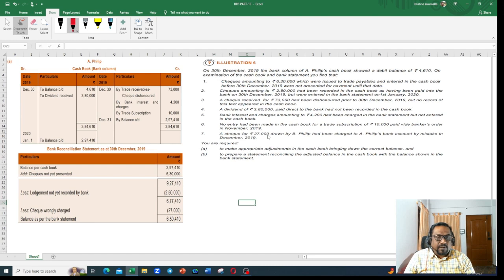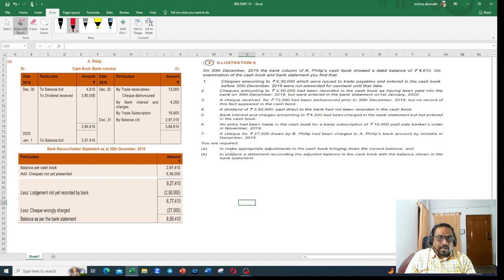Next, a check for 27,000 drawn by B. Philip, B. Philip issued the check, had been charged to A. Philip. We are preparing the bank reconciliation in the books of A. Philip, right? That is what we discussed in the first line itself. So this is A. Philip's details. But B. Philip issued the check, and the banker by mistake recorded it in A. Philip's account. So this is a mistake from the banker's side, not from our side.